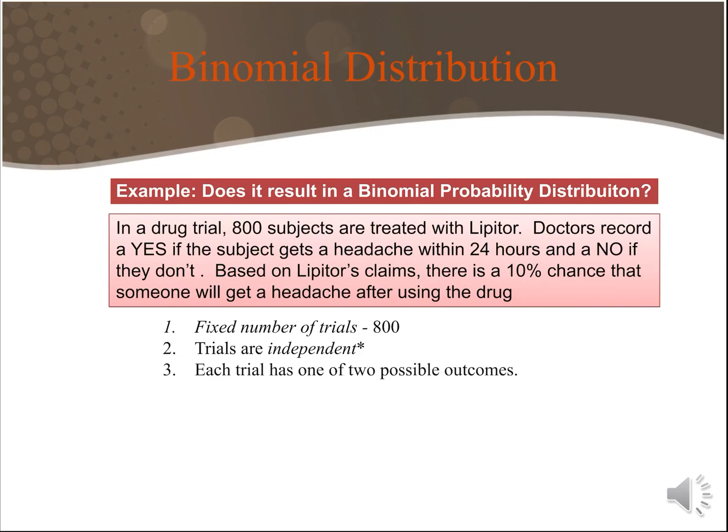Each trial has one of only 2 possible outcomes. You either get a headache or you do not get a headache. There are only 2 possible outcomes. And the probability of success is the same in each trial. According to Lipitor, there is a 10% probability of a success. What a terrible success, getting a headache. A 10% chance of a success of getting a headache in each trial.